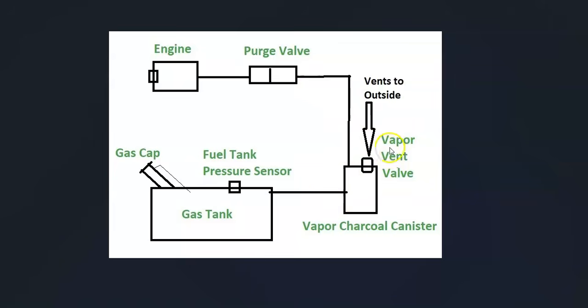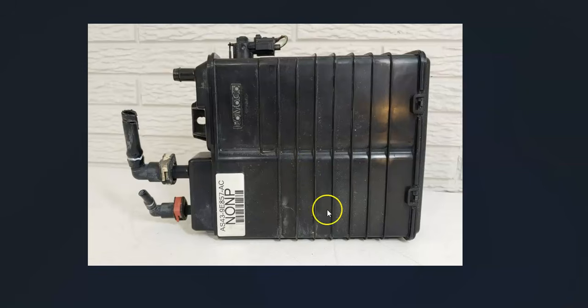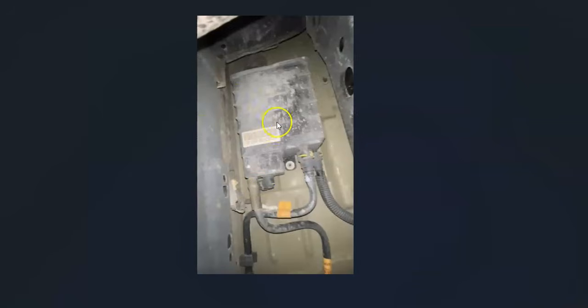The charcoal canister and the vent valve are going to be located up and underneath the vehicle by the gas tank somewhere. It could vary a little bit on its exact location, but it'll be close by the gas tank somewhere up and underneath the vehicle. The vent valve can be separate sometimes, but it's usually contained inside of the charcoal canister. And the vent valve does cause leaks.